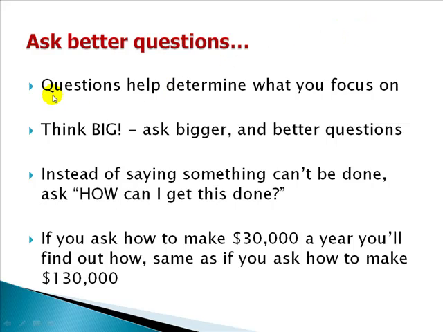I briefly mentioned this earlier, but you want to think big. You want to ask bigger and better questions. Instead of saying something can't be done, ask yourself how you can get it done. And I briefly talked about this, but if you ask yourself, how can I make $30,000 a year? You're going to find ways to make $30,000. I mean, it's just the way it is. It's just the way our brain works.